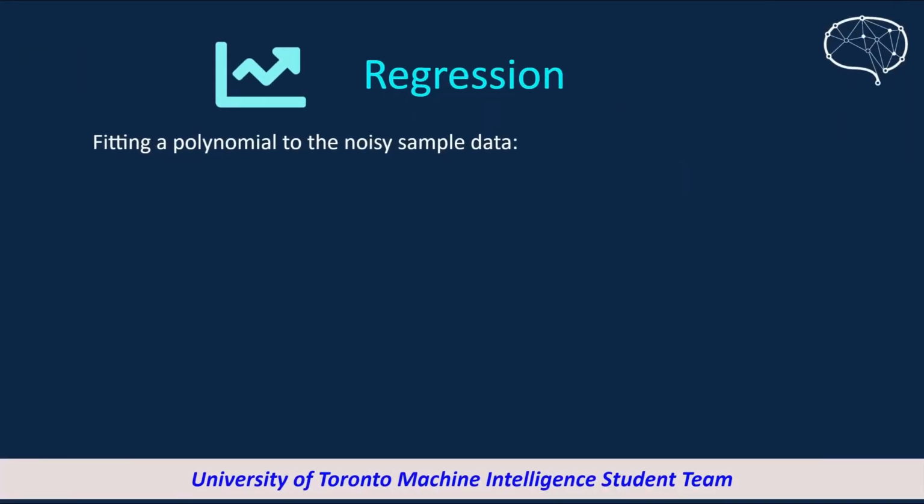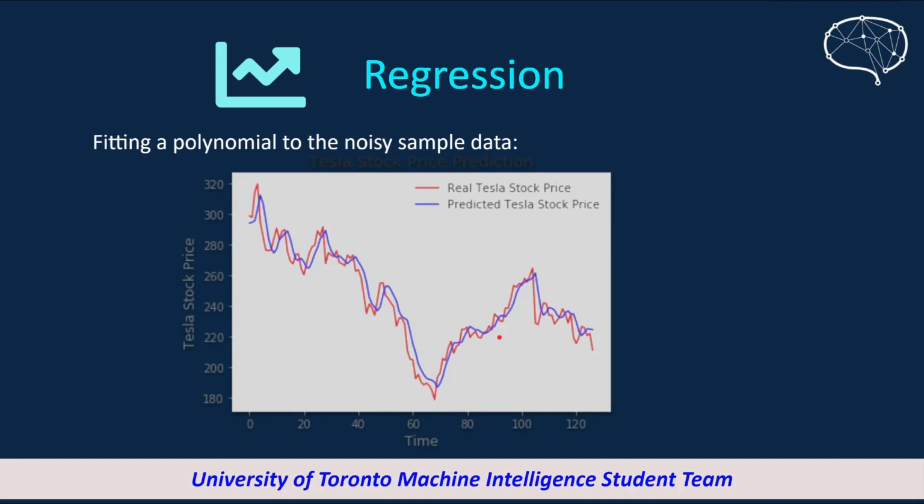So let's take a closer look at the regression problem. To put it simply, the regression problem is like fitting a polynomial, or fitting a function, to data. For example, if we have a Tesla stock price here, and this data is a bit noisy. On the y-axis, we have the stock price. On the x-axis, we have the time.